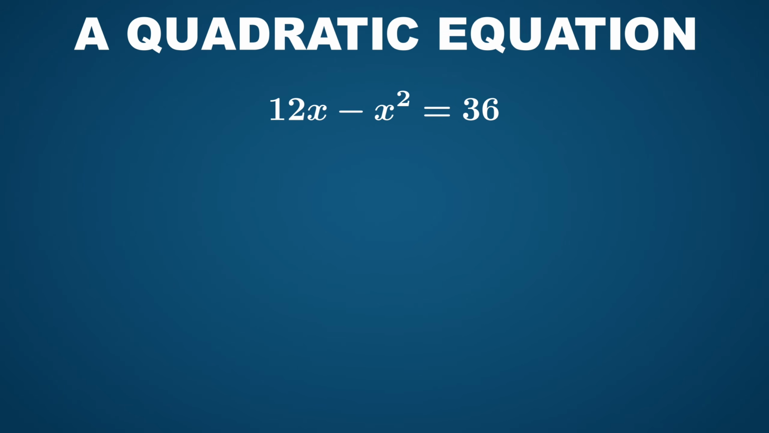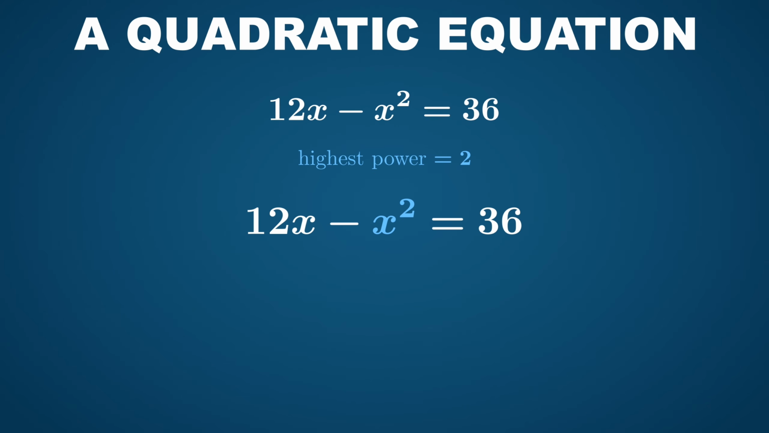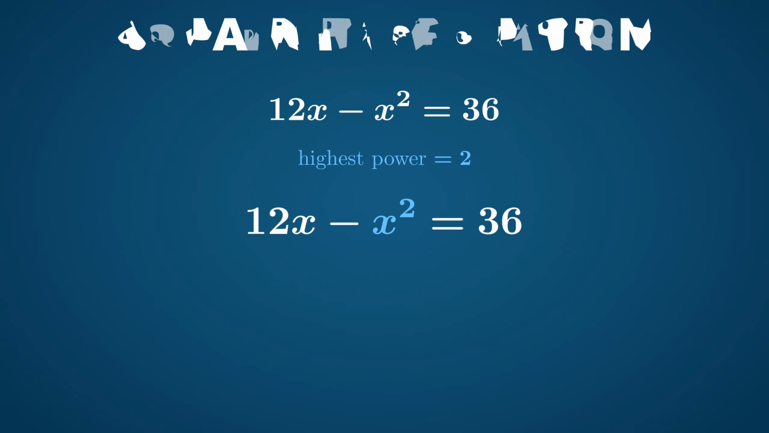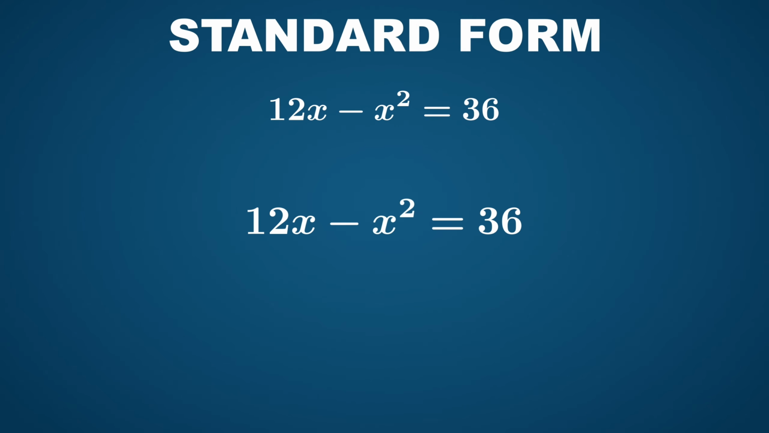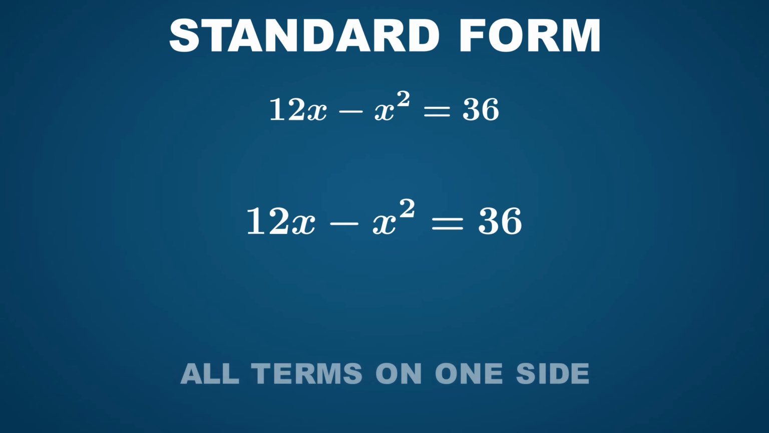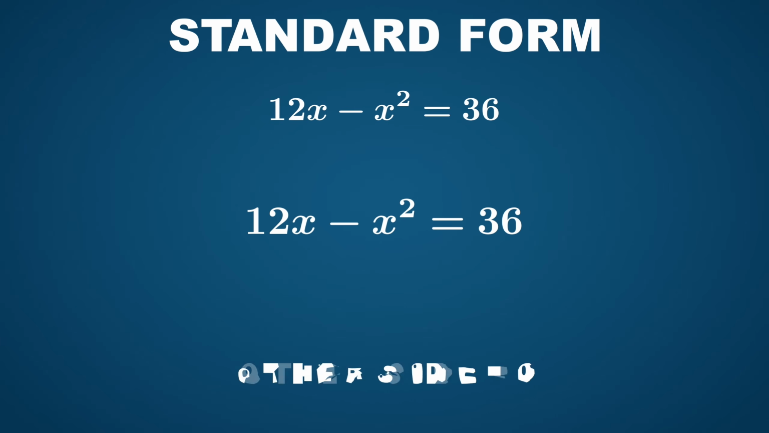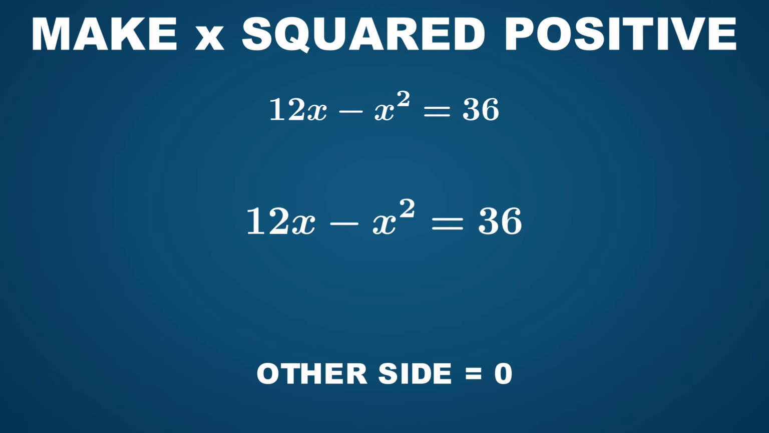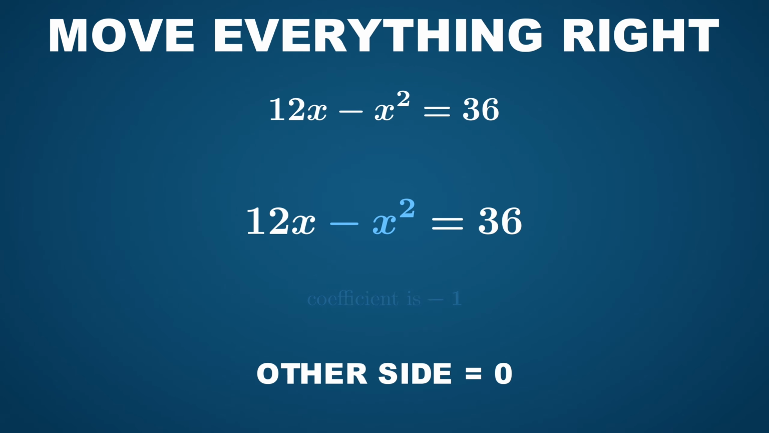This mathematical structure is known as a quadratic equation. It is called quadratic because the highest power of the variable is 2. To solve quadratic equations, it is best to write them in standard form. Standard form requires all terms gathered on one side of the equals sign. The opposite side of the equation must be left perfectly equal to 0. It is also common practice to make the squared term positive if possible. Currently, our squared term on the left side has a negative coefficient. To fix this, we move all the terms from the left side to the right side.